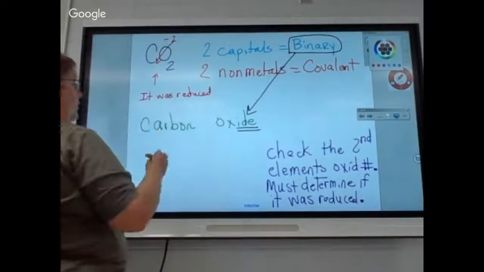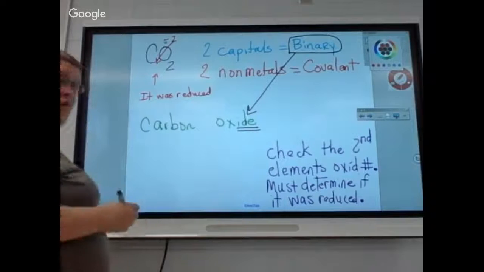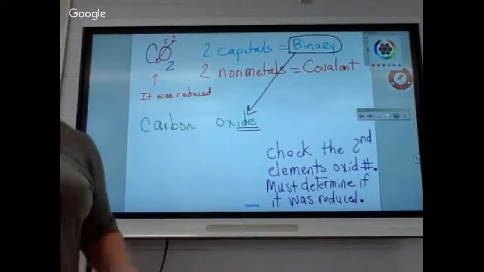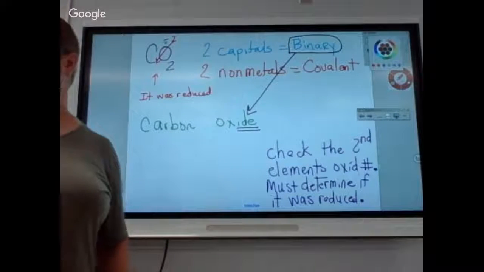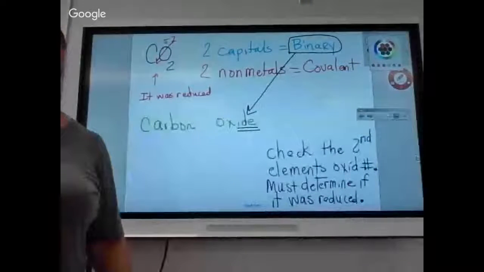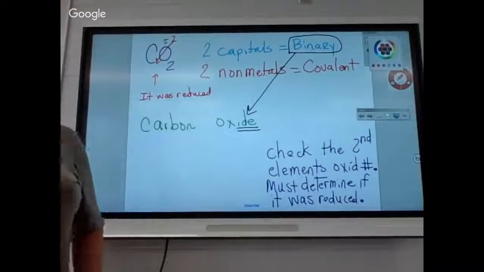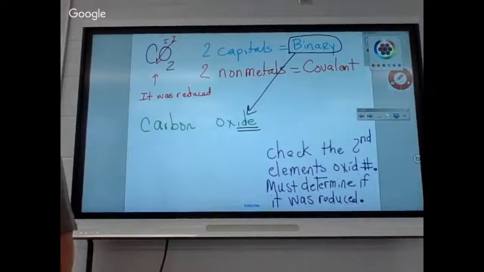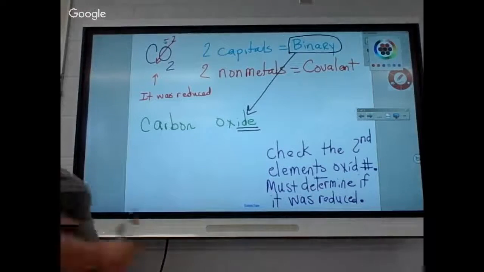Now, in order for us to figure out the Roman numeral, if there is a Roman numeral, we have to do the original formula. So first of all, do we need a Roman numeral? Yes. How do we figure it out? How'd you do it this weekend? We need a number. The oxidation. Where'd you look? On the blue table. So does carbon have more than one oxidation number listed on the sheet? Yes. So we're going to need a Roman numeral.